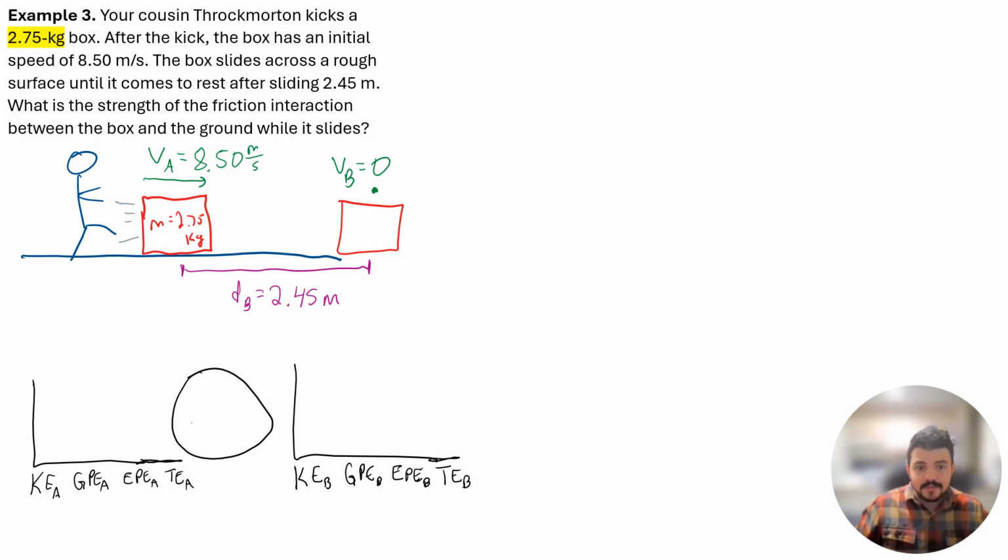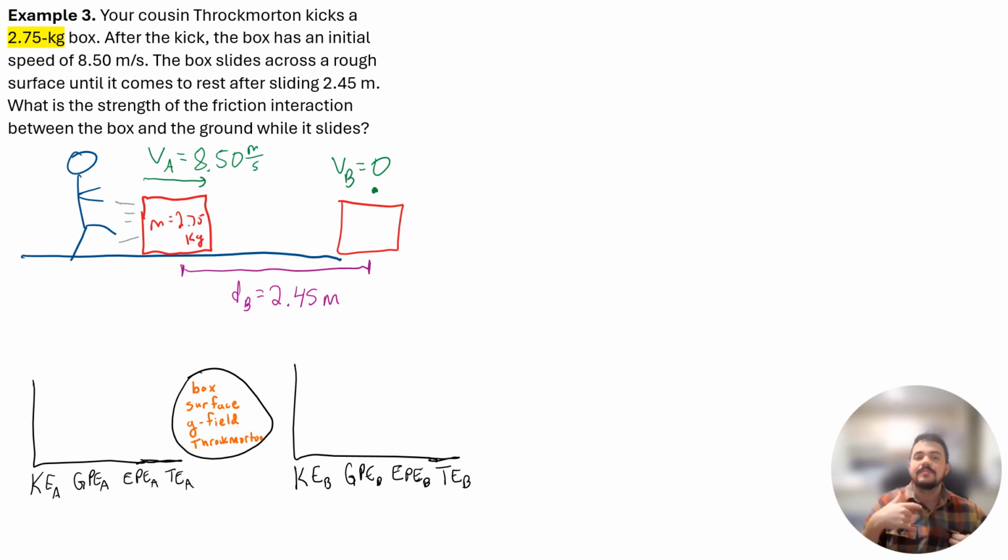I draw LOL for the 2 bar graphs in the system in between, put all of our energy accounts on the bottom. Now I'm going to start thinking about my system. I think, maybe the box, the surface, the gravitational field of the Earth, and Throckmorton might all be helpful, but actually, wait a minute. There's no height changes, so the gravitational field of the Earth is not a giver or receiver of energy. And Throckmorton kicked the box before my chosen moment A.